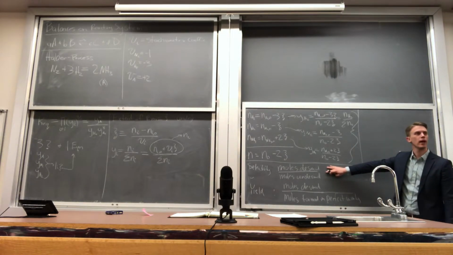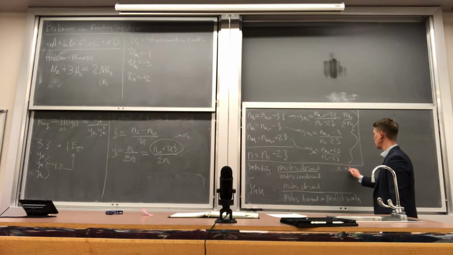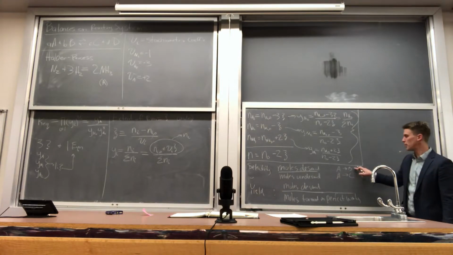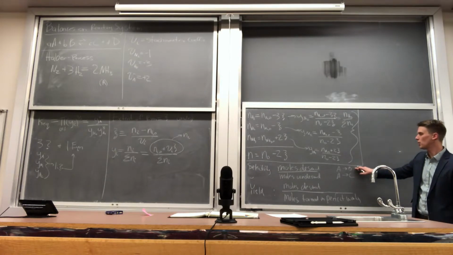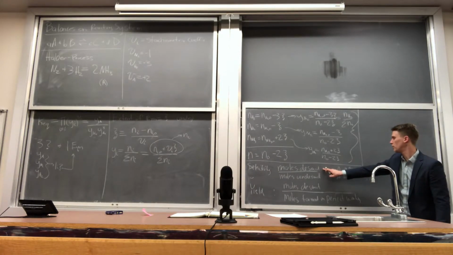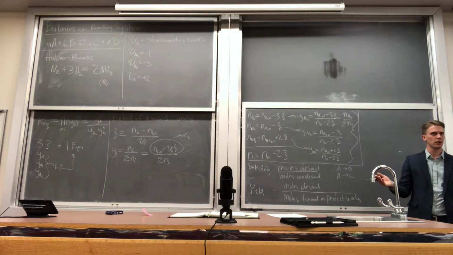Selectivity is when you have 2 potential products, right? So in this case, you could have A going to B and A going to C, right? B could be the desired product, C could be the undesired product. And so your selectivity would be moles of B divided by moles of C, if that was the particular example.